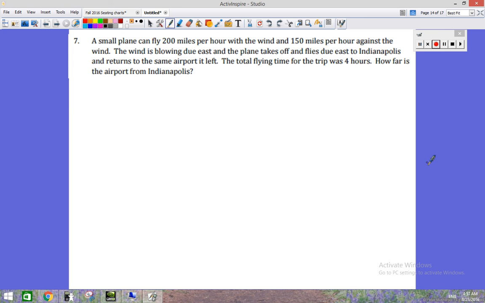See, last time we knew how fast the walkway was moving. Here we don't know how fast the wind is. Just right off the bat, I can see that it's telling me the end result. It's telling me that the 200 miles per hour is with the wind, and here 150 miles per hour against the wind. The wind is blowing due east, and the plane takes off and flies due east. So the plane takes off into the wind, and normally that's what pilots do, take off and fly into the wind.